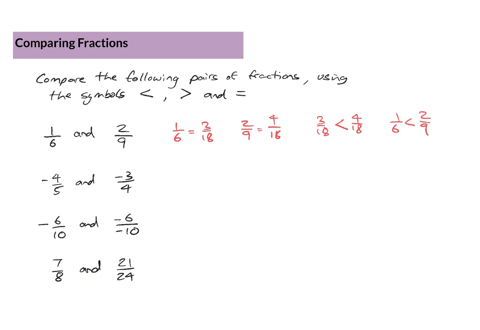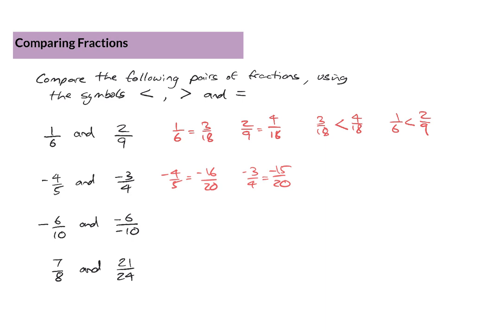Next one's got negatives on there, but that really shouldn't be too confusing. I need the same denominator. So minus 4 over 5, well, that's going to be equal to minus 16 over 20. I'm going to go for 20 for my common denominator. Minus 3 over 4 is equal to minus 15 over 20.